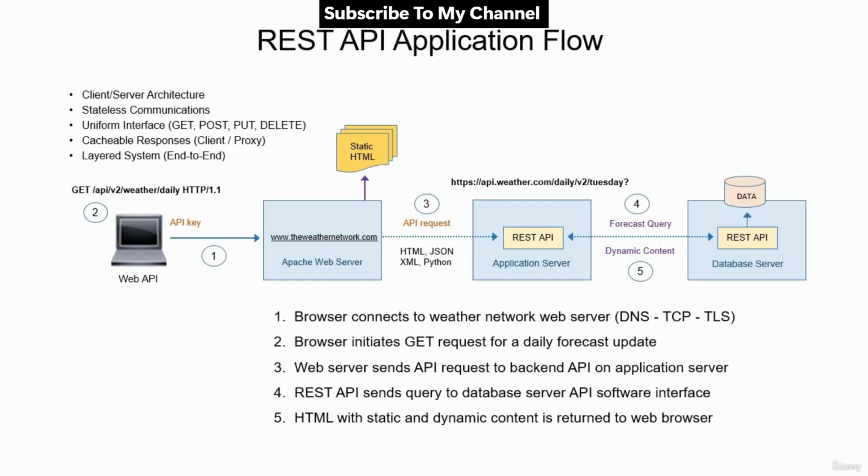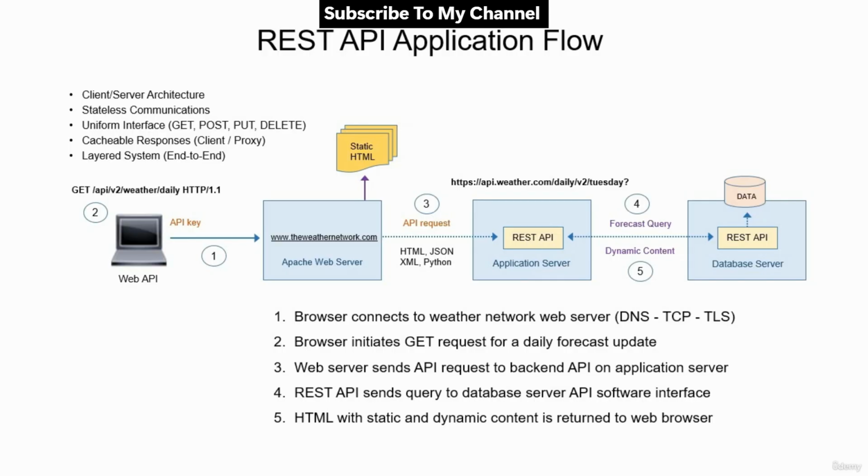Then the REST API there sends a query to the database server API software interface, and from there the dynamic content from the fetch is returned back to the application server, where we then insert that into the HTML page along with the static content and return that back to the web server. Once that's there, it then gets sent on to the client. That's really all there is to it.